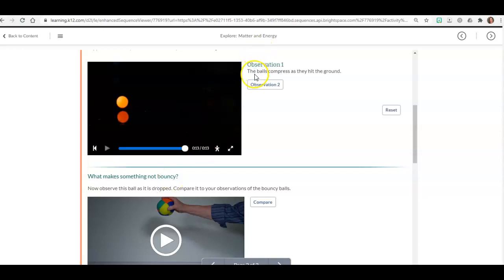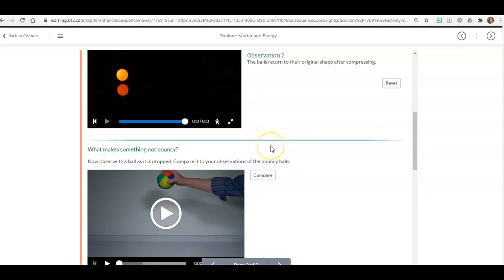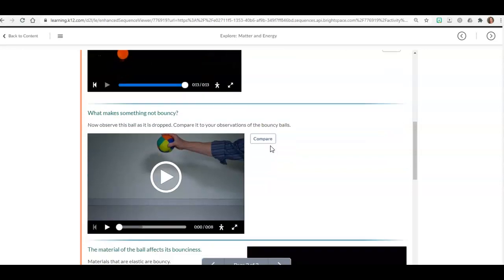So observation 1 should say the ball compresses as it hits the ground. So we did notice a compression. And the next thing we observed is that balls return to their original shape after they're compressed. So once that energy is released again, it returns to its perfect spherical shape. So what makes something not bouncy? Let's take a look at this ball and compare the observations.